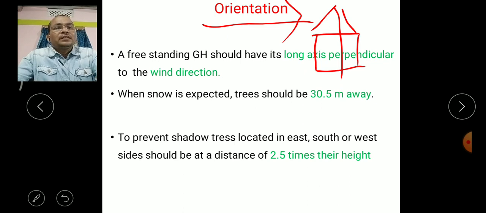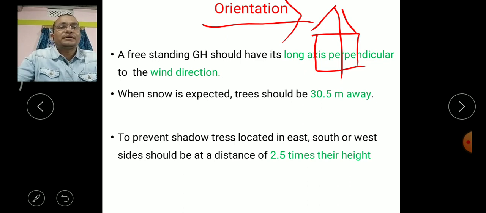And when snow is expected in some areas, not in the northeast or general Indian conditions, but in the northern part of India where they have some snow expectation, in that area the trees should be 30.5 meters away. That is a standard recommendation.